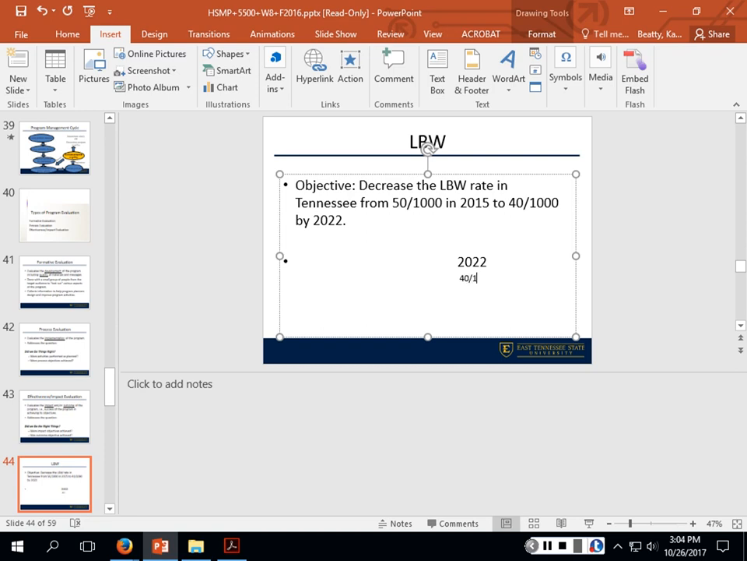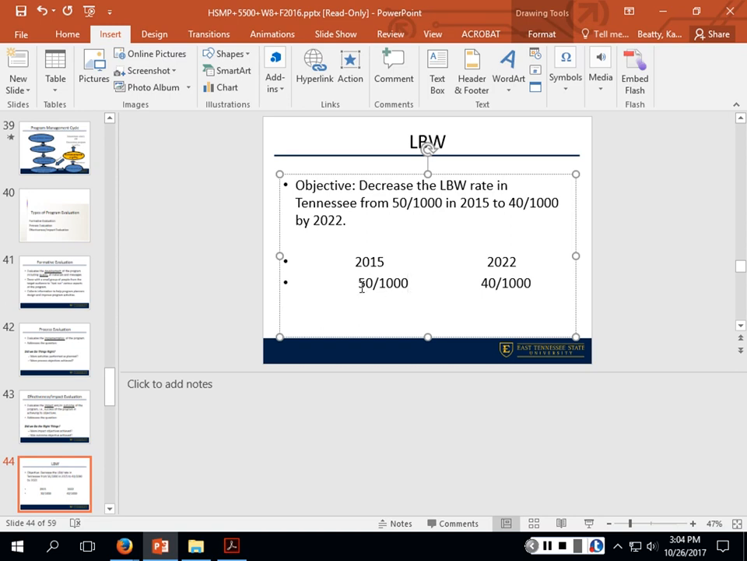40 per 1,000. And we compare that to 2015 when it was 50 per 1,000.